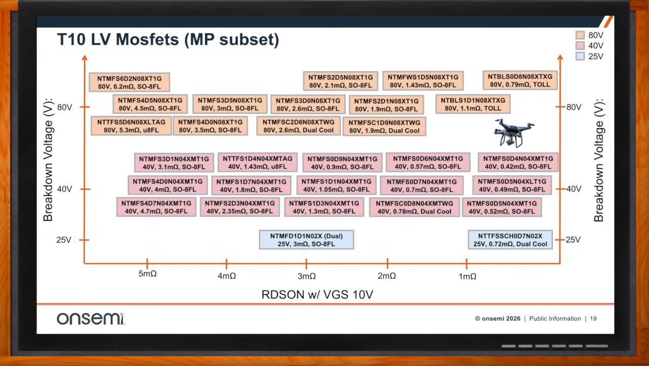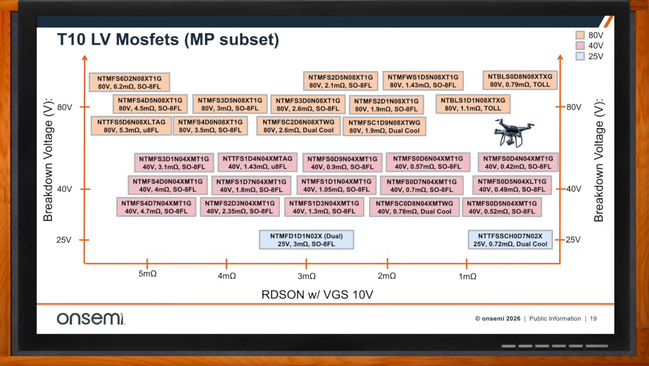And so you can see the y-axis is the breakdown voltage. We have 25 volt, 40 volt, and 80 volt: blue, pink, and orange. And the x-axis is the RDS(on) with a VGS of 10 volts, or a gate to source voltage of 10 volts. And you can see on the right-hand side, on the bottom, that's 1 milliohm. So we have a number of devices for 80, 40, and 25 volts that are below 1 milliohm.